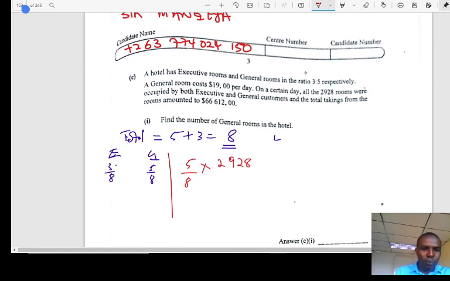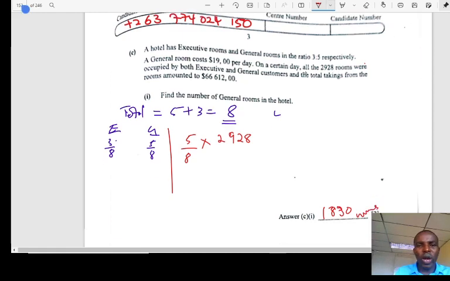You can just multiply 5 times 2928. Please know how to use your calculator. Then you press your equal sign, then you divide by 8. That's what you do. So it's 1830 rooms. Don't forget to put your units here. These are rooms, right? Don't just write 1830. 1830 what?